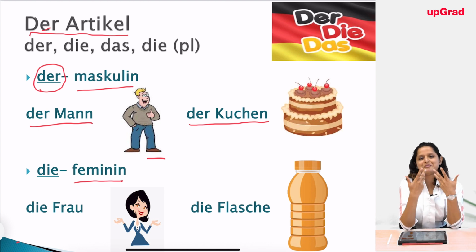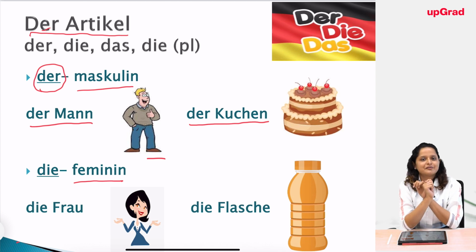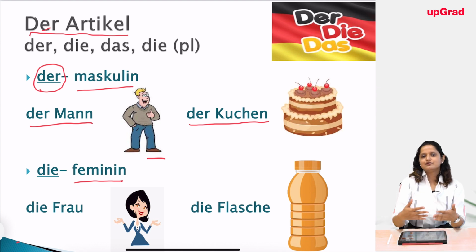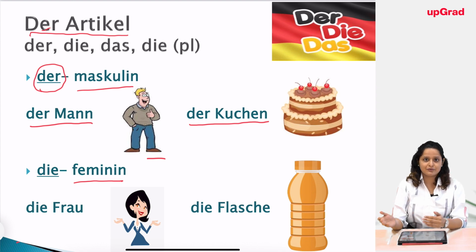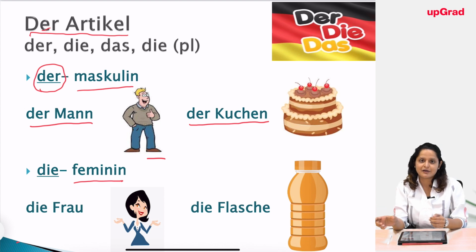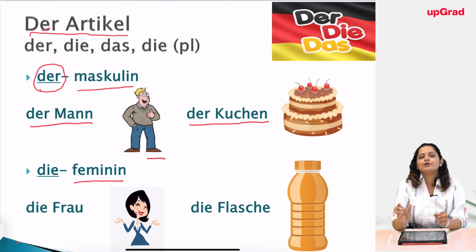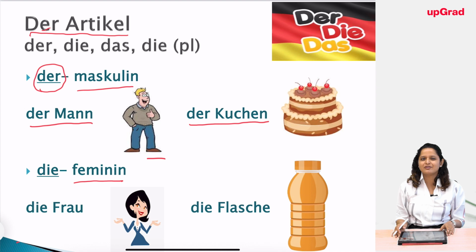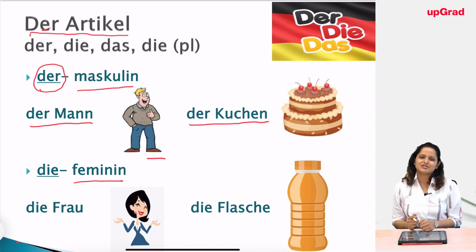So how do we remember this is a question. The first tip for that is a lot of practice. We always learn nouns together with the genders. How we usually learn nouns is that we need to know what the noun means. Once you have found out the meaning of the noun, also try to remember the gender of the noun along with it. For example, we will always say der Mann and not just Mann. We will always say der Kuchen and not just Kuchen.